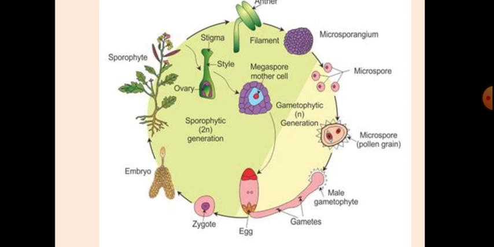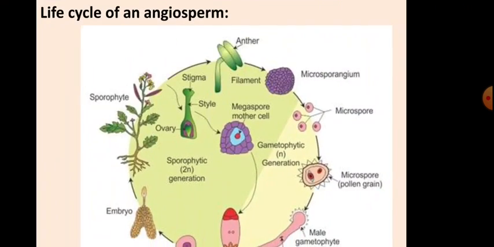Coming to reproduction. How does reproduction take place in angiosperms? I said the reproductive part of the flower is the reproductive organ of an angiosperm plant. I told you about the male sex organ. The male sex organ is the stamen, which will release pollen grain. The female sex organ is the pistil, which will release the ovule and the embryo sac. So how does reproduction take place?